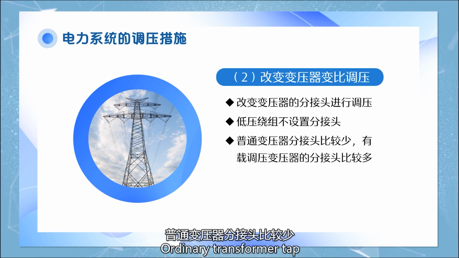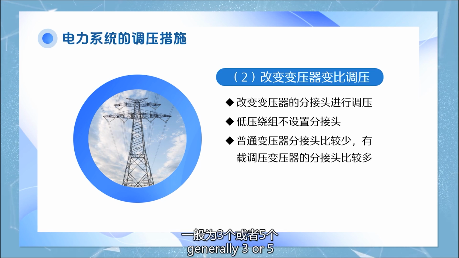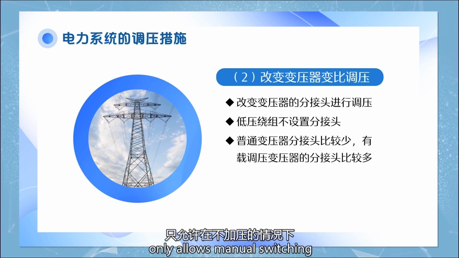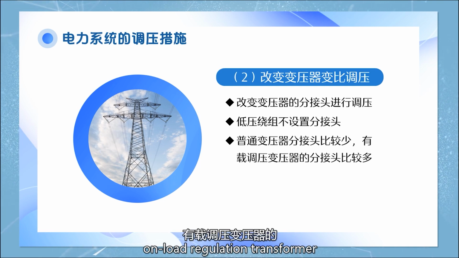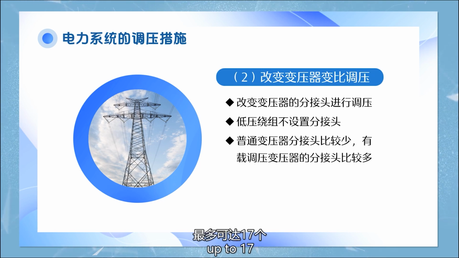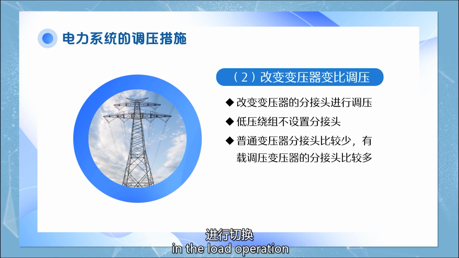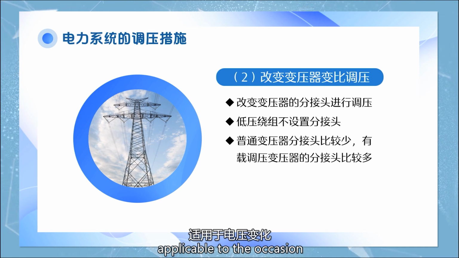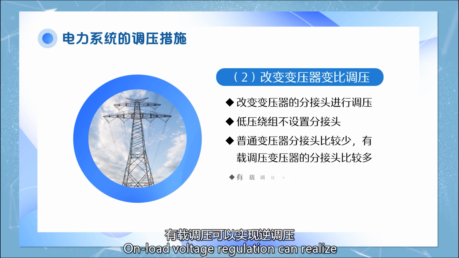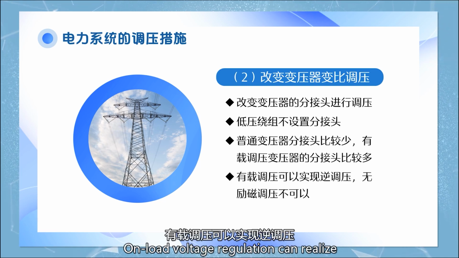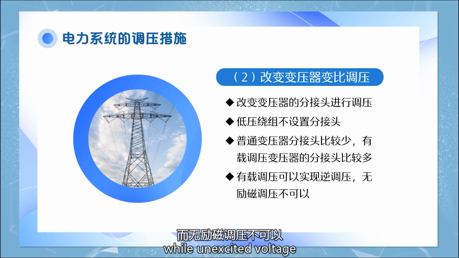Ordinary transformer taps are relatively few, generally 3 or 5, and only allow manual switching in the absence of voltage. On-load regulation transformers have more taps, up to 17, and can be switched under load operation, applicable to occasions of large voltage changes. On-load voltage regulation can realize contrary control of voltage, while unexcited voltage regulation cannot.